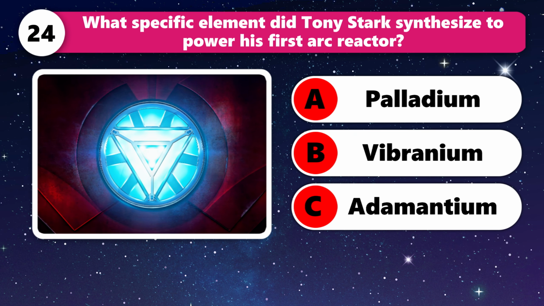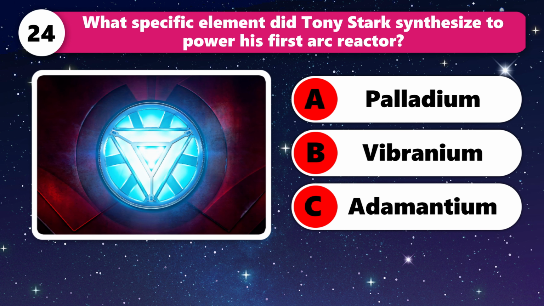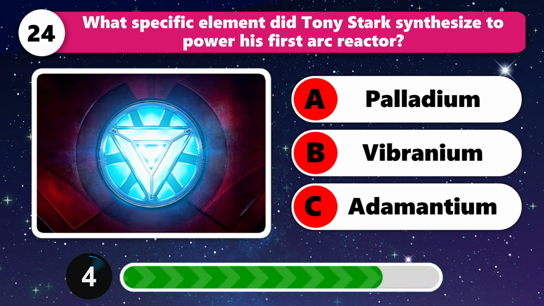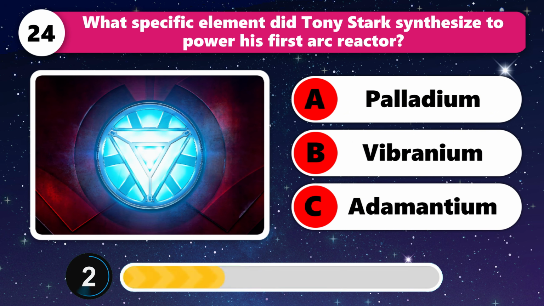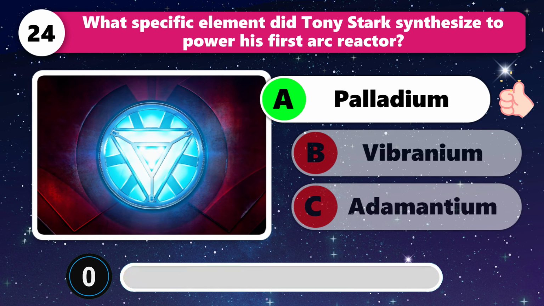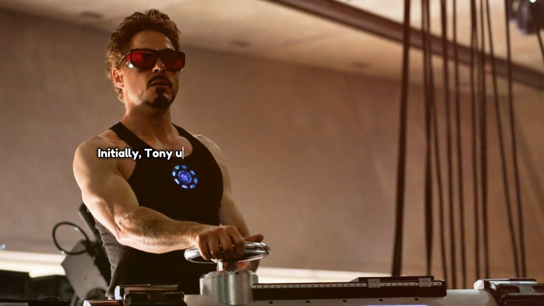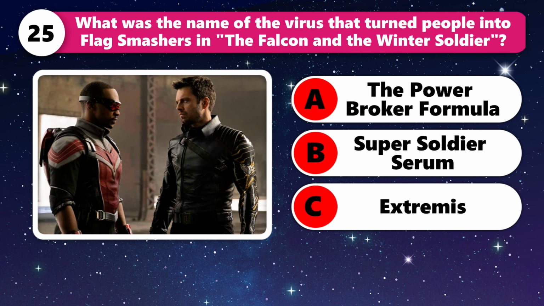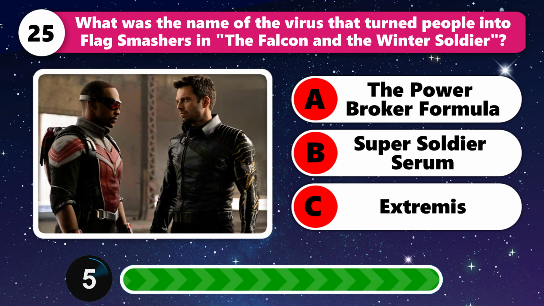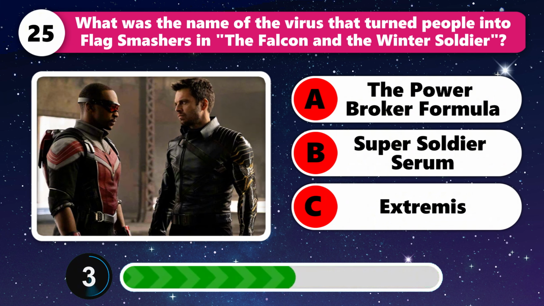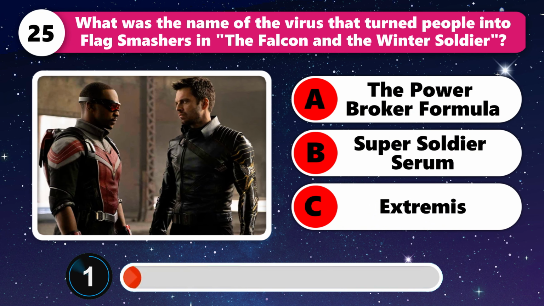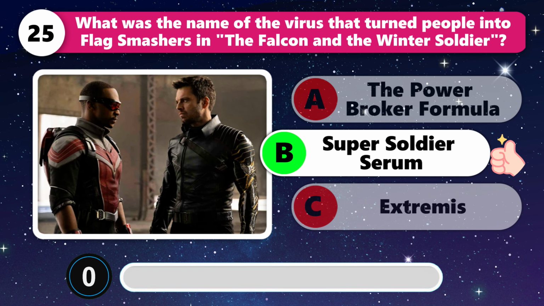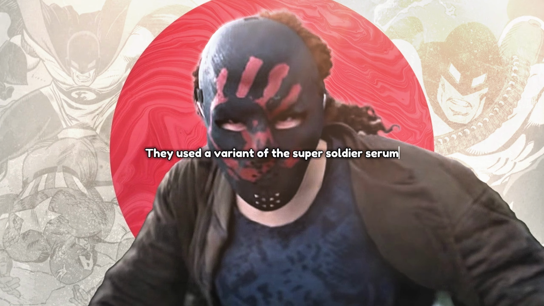What specific element did Tony Stark synthesize to power his first arc reactor? You're on fire! Initially, Tony used palladium, which unfortunately poisoned him. What was the name of the virus that turned people into the Flag Smashers in the Falcon and the Winter Soldier? You've got this! They used a variant of the Super Soldier Serum.